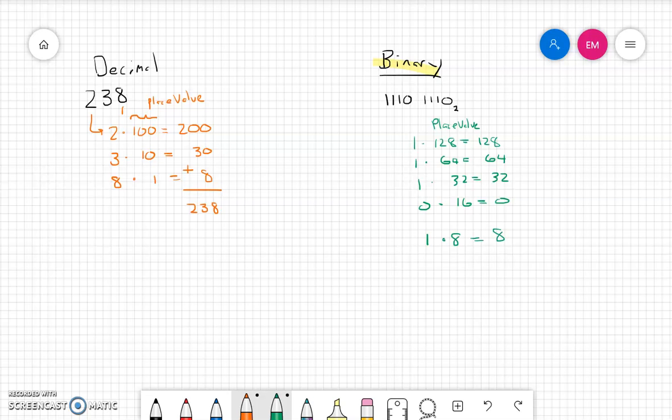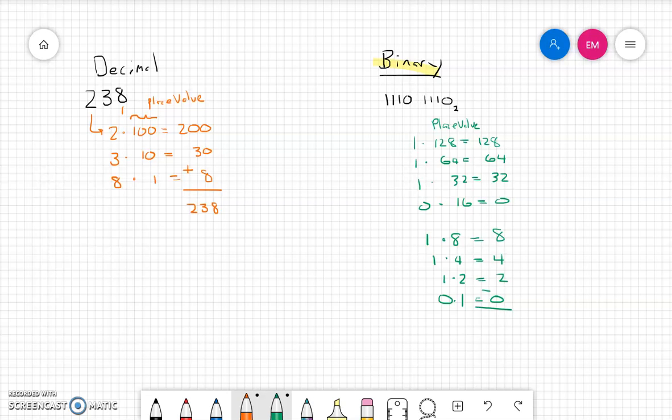This next one is the 4's place value. I have one of them, so that's 4. This place value here is the 2's place value, and I have one of those. So that gives me 2. This place value down here at the very end is the 1's place value, and I have 0 of them. So that gives me 0.